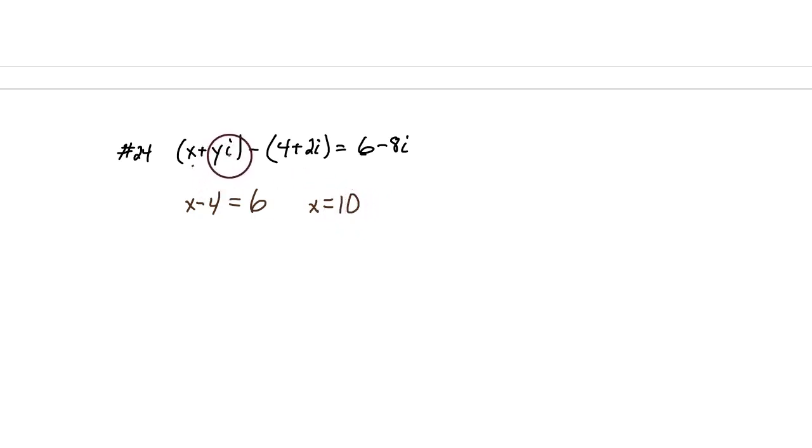Now let's work with the letter y. The y is going with the letter i. So we have yi minus 2i, and apparently that equals negative 8i. So we got to figure out what the y is. So y take away 2 has got to be the negative 8. So what's y? Let's add 2 to both sides, and we get y equals negative 6.